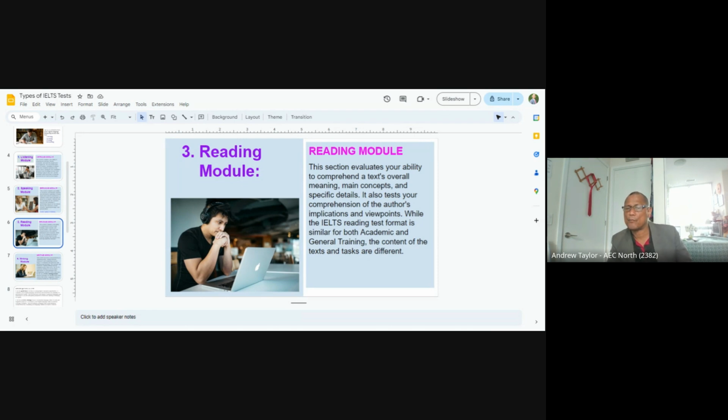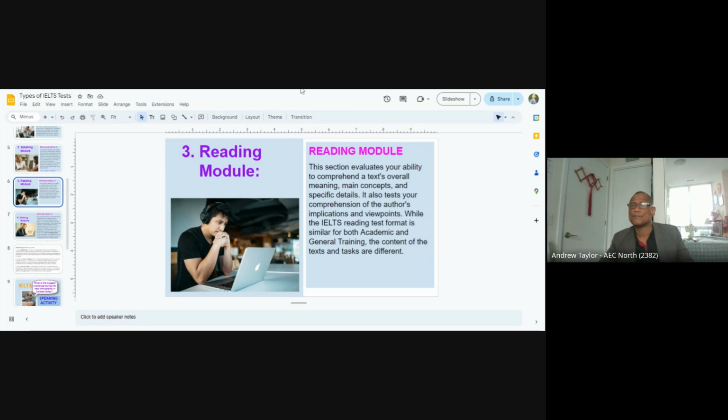And according to this one, the format is the same for both academic and general training. But you see, the content of the text and tasks are different. So which means that the quality of language that they're using in academic is more advanced. Okay, so this is just information for you.